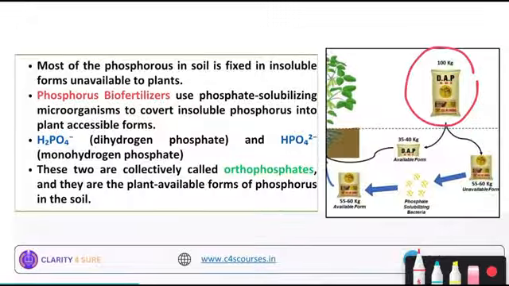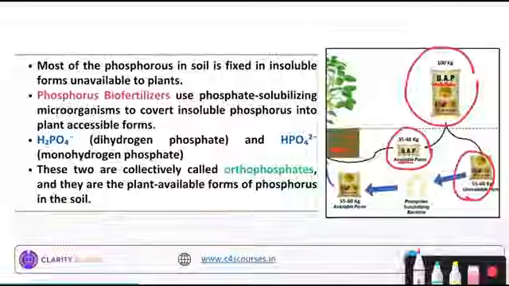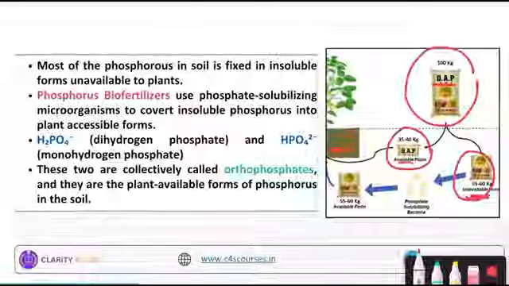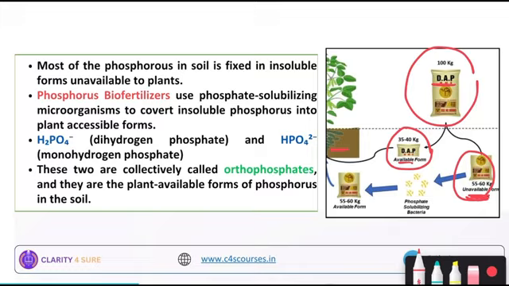Let's suppose you applied around 100 kg of DAP, diammonium phosphate, which is a source of phosphorus. But the problem is that even though you applied around 100 kg of DAP, only 35 to 40 kg will be available to the roots, and this is only what gets absorbed by the roots. The remaining 55 to 60 kg is in an unavailable form. It gets fixed in the soil, making it invisible to the roots.